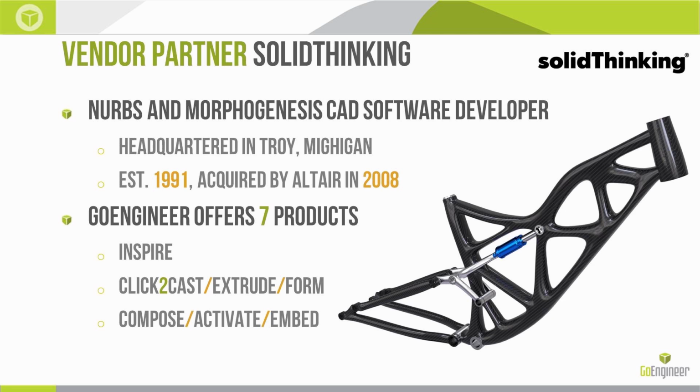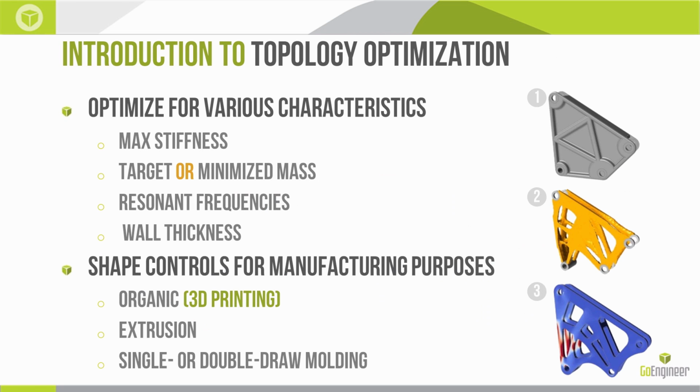The big takeaway here is that the software outputs the load paths so that the engineer or the designer knows where it's most important to have material and where it would be excessive or unnecessary to have material. And for that reason, we're able to take new designs or existing designs and make them lighter and stiffer at the same time. Within Inspire, we can optimize for different characteristics.